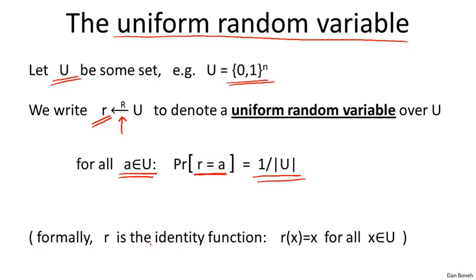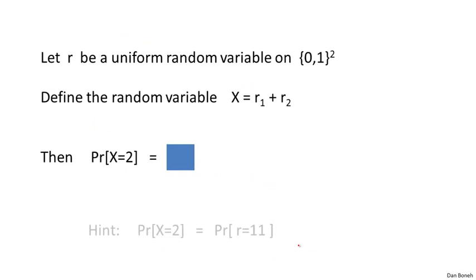And if you want to stick to the formal definition of a uniform variable, it's actually not that important. But I'll just say that formally, the uniform random variable is just an identity function, namely R(x) is equal to x for all x in the universe. So just to see that this is clear, let me ask you a simple puzzle. Suppose we have a uniform random variable over 2-bit strings, so over the set 00, 01, 10, and 11. And now let's define a new random variable X to sum the first and second bits of R. That is, X simply is the sum of R1 and R2, the first and second bits of R, treating those bits as integers. So for example, if R happens to be 00, then X will be 0 plus 0, which is 0. So let me ask you, what is the probability that X is equal to 2?